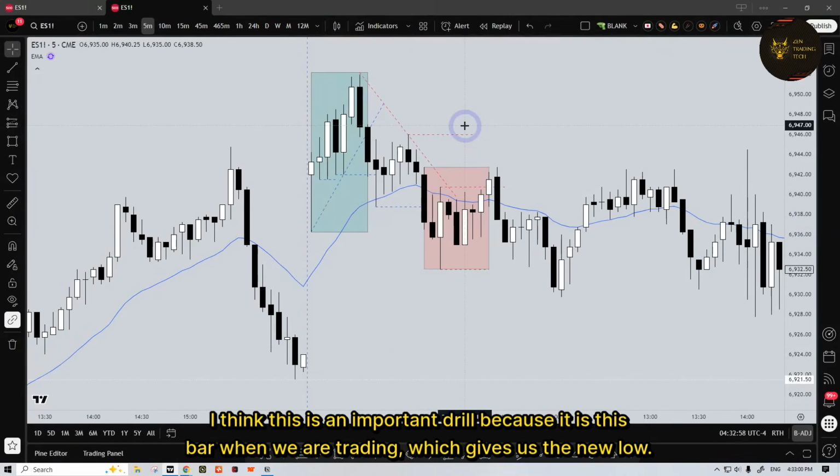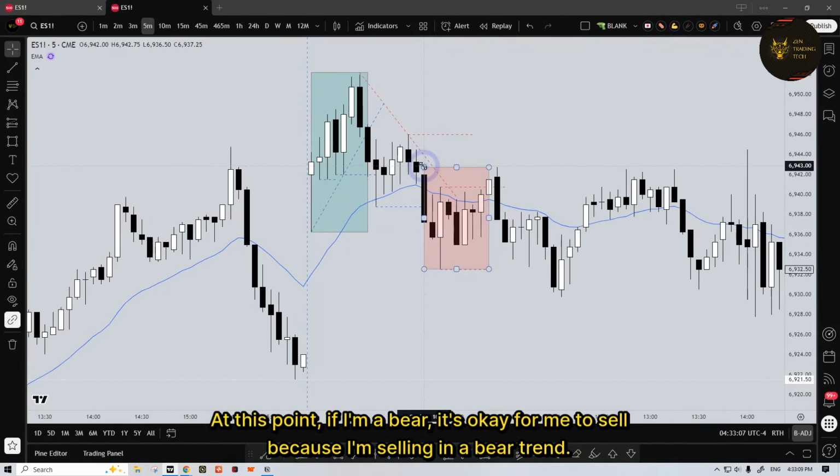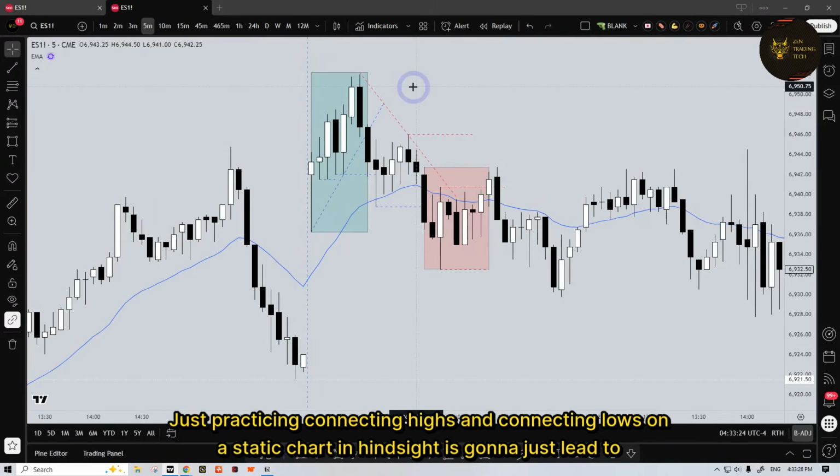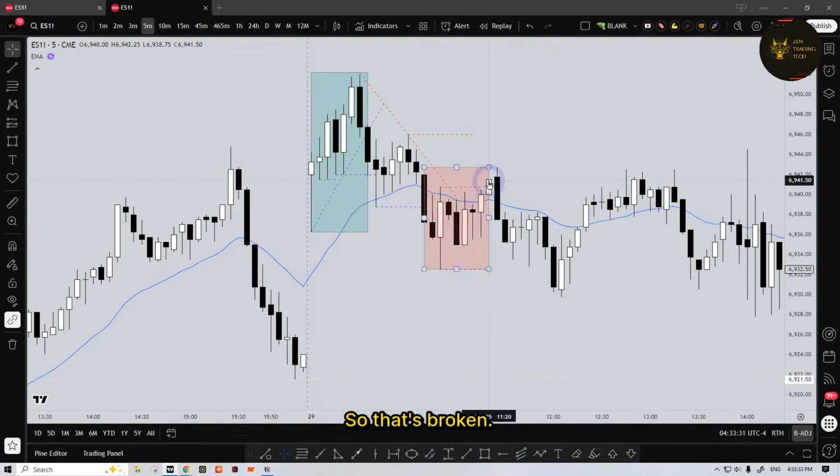I think this is an important drill because it is this bar when we are trading, which gives us the new low. At this point, if I'm a bear, it's okay for me to sell because I'm selling in a bear trend. By practicing the individual bar, it's going to make it much easier to apply when we're trading. Just practicing connecting highs and connecting lows on a static chart in hindsight is going to just lead to hesitation when you trade. So that's broken.